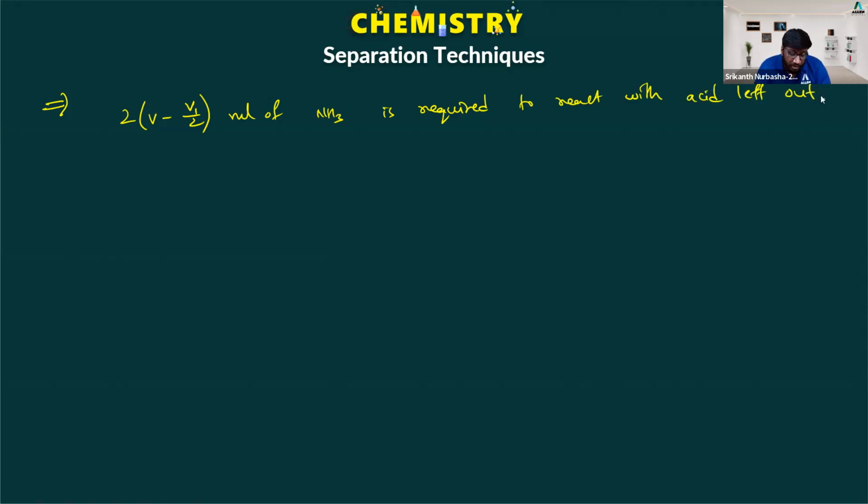So from this, what you can say is that 2 into (V minus V1) by 2 ml of ammonia is required to react with the acid left out. From this, what we can say? Can I continue the discussion? Like, if I take 1000 ml of 17 gram of NH3, it will have a molarity of 1 molar.